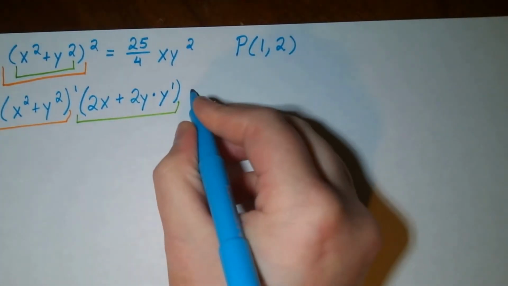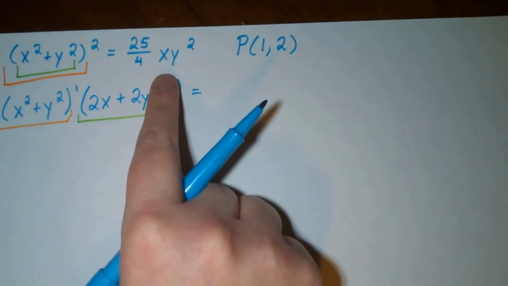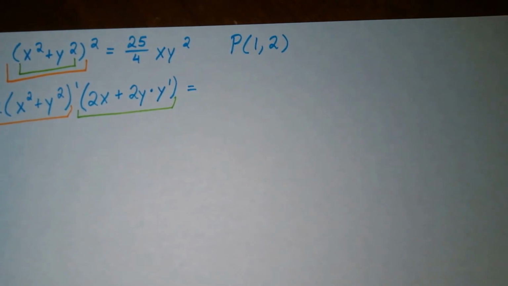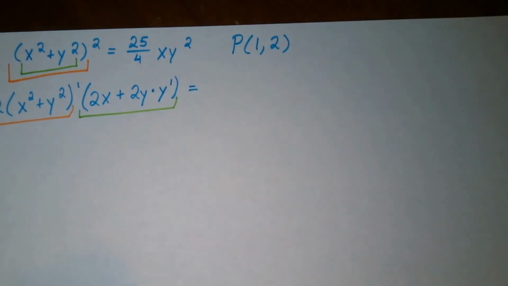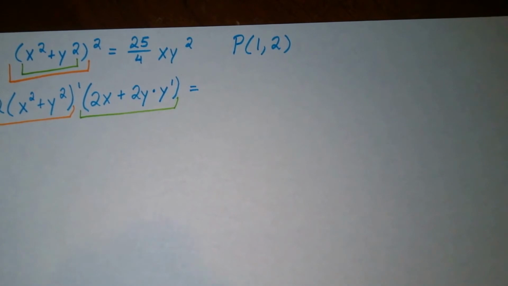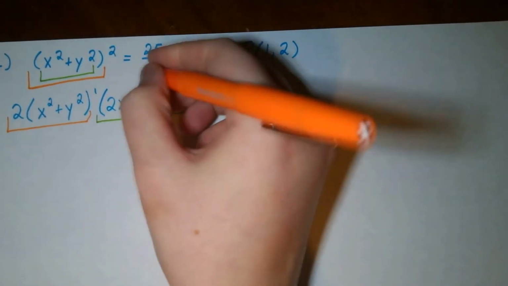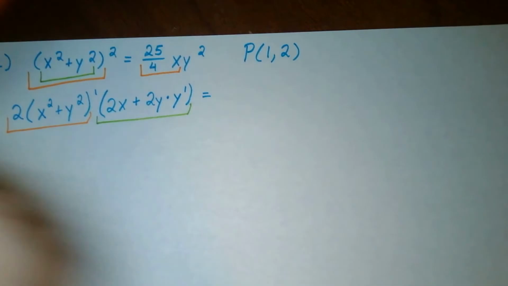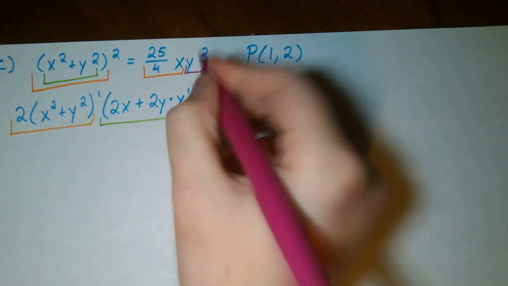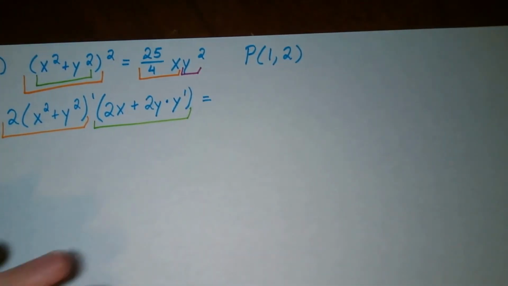Now we are ready to take the derivative of this guy. So notice that I'm going to have to use what rule on this guy? I'm going to have to use the product rule. So I'm going to use that guy as one function, and I'm going to use this guy as my other function.